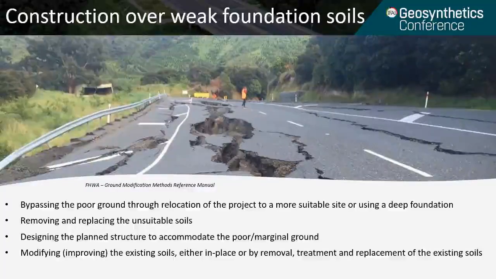Several alternatives can be employed to deal with this problem, like bypassing the poor ground through relocation of the project, removing and replacing the soft soil, designing the plant structure to accommodate the poor marginal ground, or modifying the existing soils with different techniques. Usually, the function of these alternatives is to increase the shear strength and the bearing capacity, but also increase the density and the drainage and provide lateral stability.